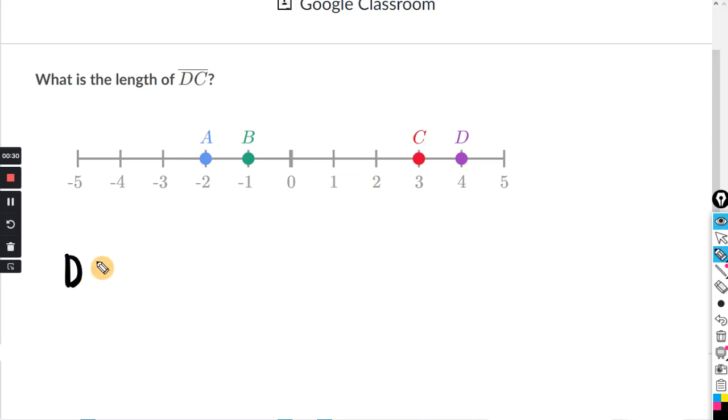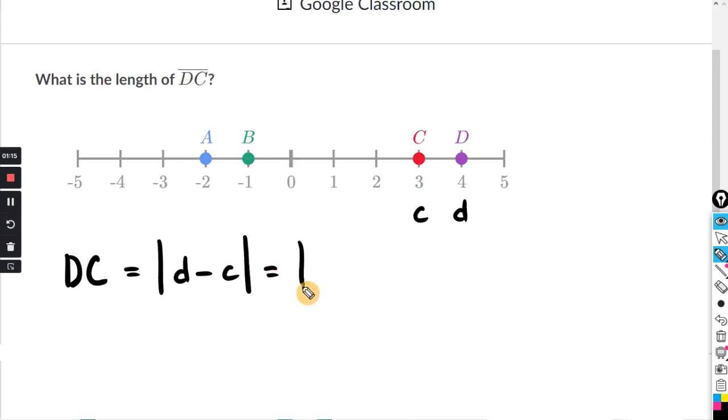I'll write DC with no bar on top. That represents the length of segment DC. The formula for that is going to be the absolute value of lowercase d minus lowercase c. The lowercase letters represent the number on the number line for that respective point. For instance, lowercase d is the number for the point D. So here lowercase d would be a 4, and lowercase c represents the number for point C. So clearly here that would be a 3.